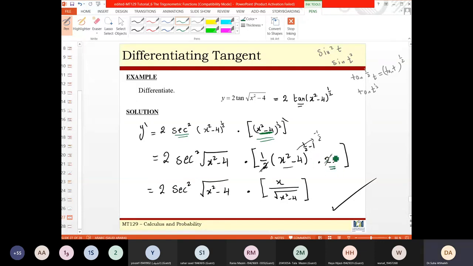Now I check: I have the 2 here on top and the 2 at the bottom, they will cancel. So I have x on top, and this is minus half, so it can just go down as a root of x squared minus 4. So this is the simplification of this. Of course, I have the 2 here, it can be multiplied with the x as well if I want to, or I can just leave it like that.